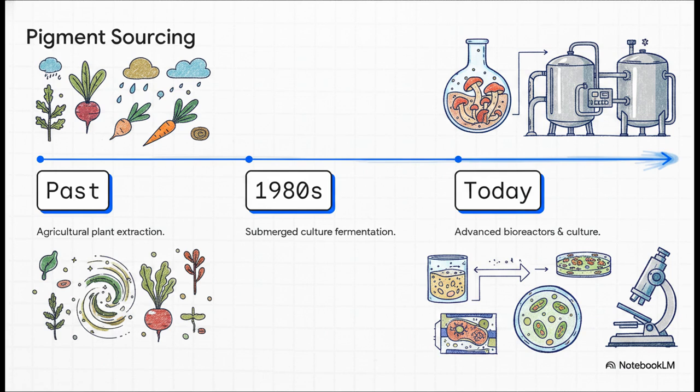Centuries ago, we relied entirely on agricultural whole plant extraction, which is highly vulnerable to climate and soil variations. By the 1980s, we saw a major shift. Researchers discovered that fungi like Monascus could be cultivated in controlled, submerged liquid cultures, making them completely independent of the weather. Today, biotechnology is allowing us to move away from traditional agriculture entirely. We're utilizing highly controlled advanced bioreactors and sophisticated plant tissue cultures to produce secondary plant metabolites with absolute predictability.